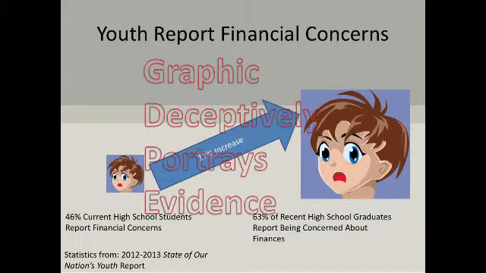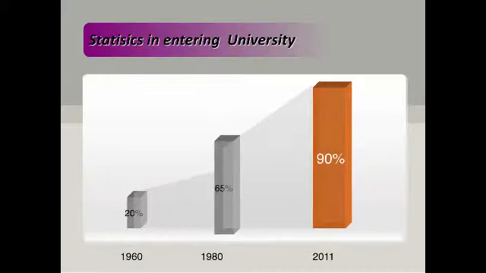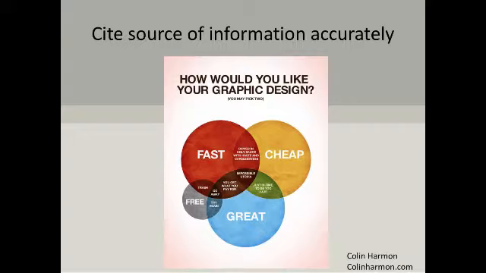Another thing we want to think about in terms of accuracy, this is a better example of more accurately portraying. These are statistics of the percentage of people entering college after high school, and you can see how the numbers go up from there. Now we want to talk about source citation. You want to cite the source of the information on the slide itself. You can see here that we've got a graphic that I took here from Colin Harmon. And so over in the right bottom hand corner, I have put the source citation.